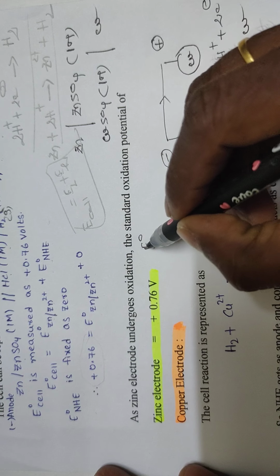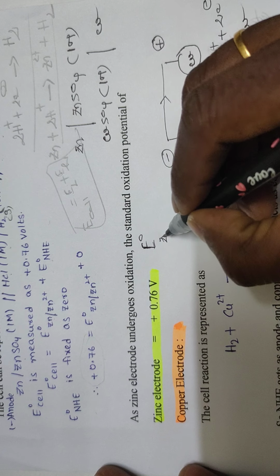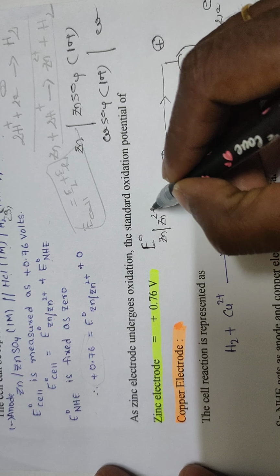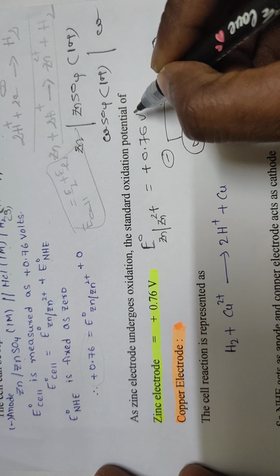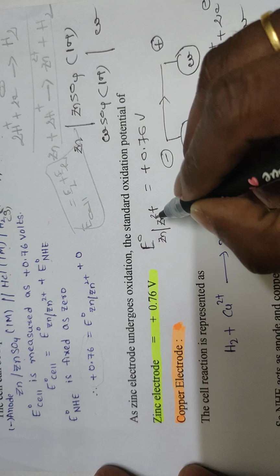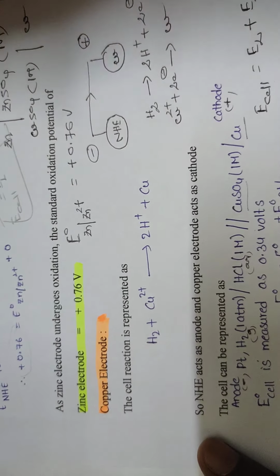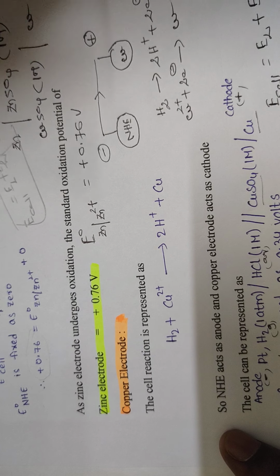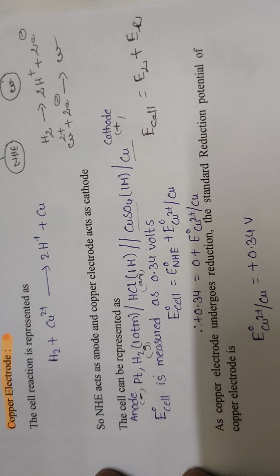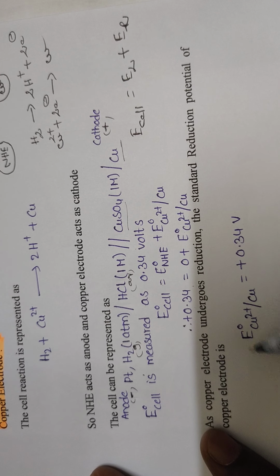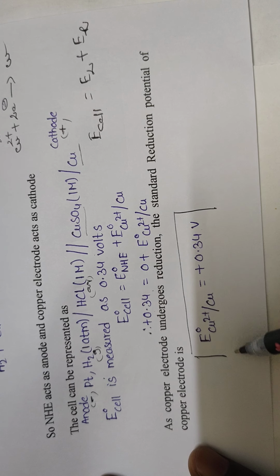Okay, at standard conditions, that is why I am writing it as E0. So E0 Zn2+ equal to 0.76 volts. It is the single electrode potential of zinc when it is connected to the normal hydrogen electrode at standard conditions. Similarly, the single electrode potential of copper at standard conditions when it is connected to the normal hydrogen electrode is E0 Cu2+/Cu equal to 0.34 volts.